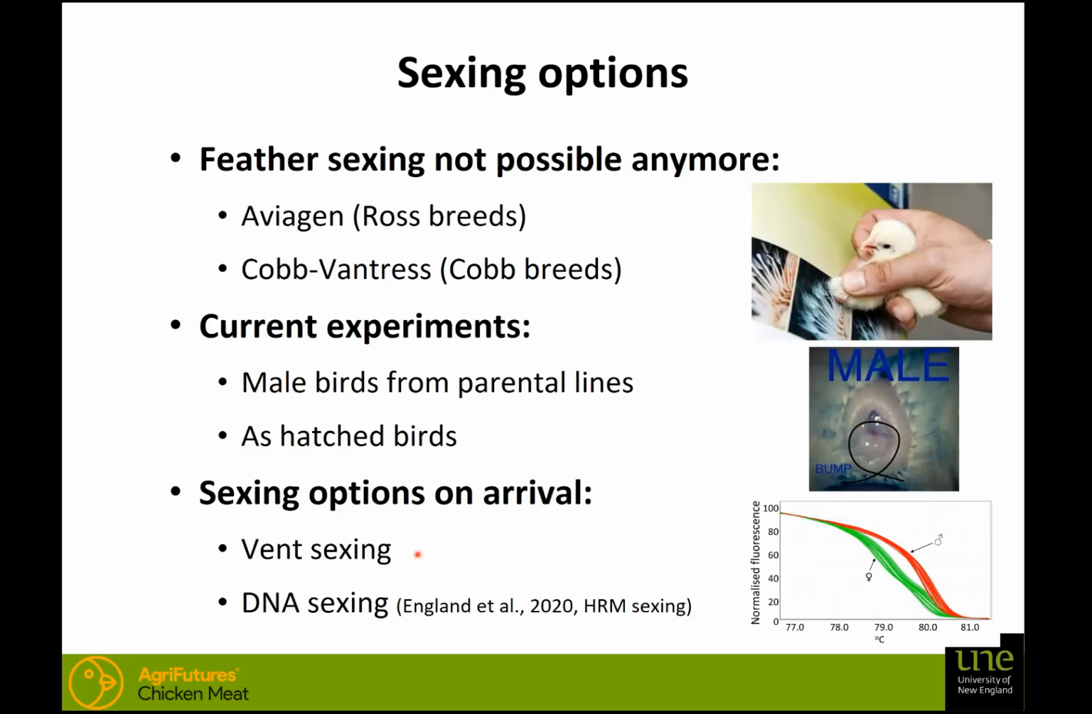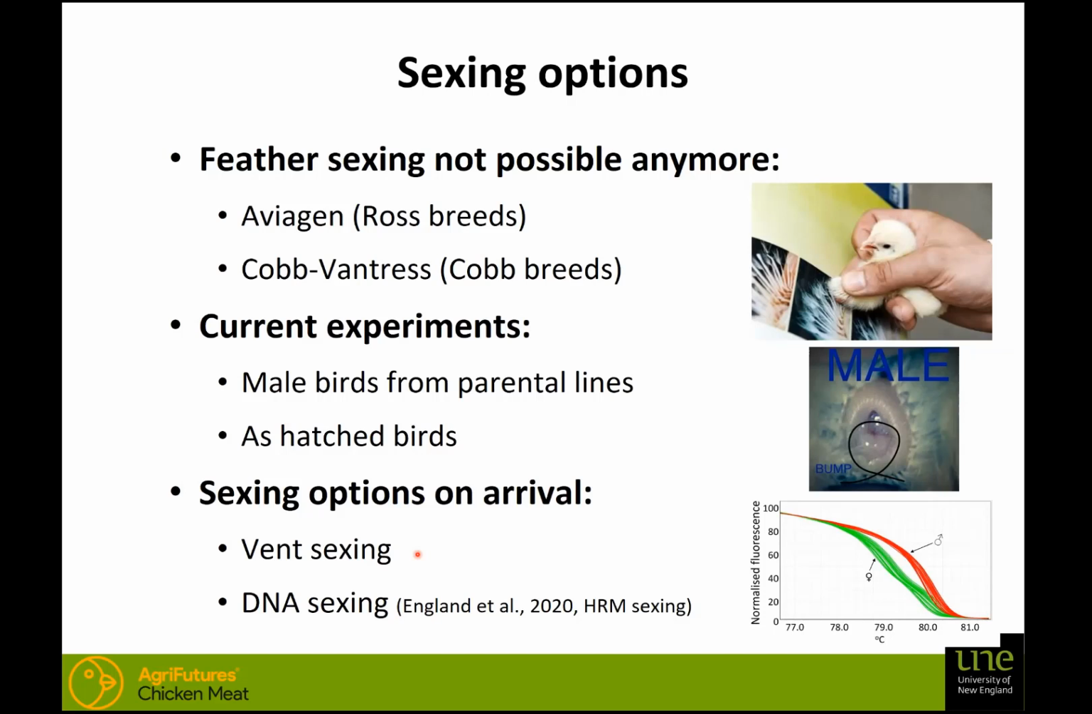As you all know, feather sexing is not possible anymore for broilers. For both companies, Aviagen and Cobb-Vantress, we couldn't get feather-sexing birds from the hatchery now. So what we do at the moment, most people are using male birds from parental lines, either the father or the off-sex birds. Some people also use as-hatched birds, but whether these two options are good or not, we haven't done much research on it actually.